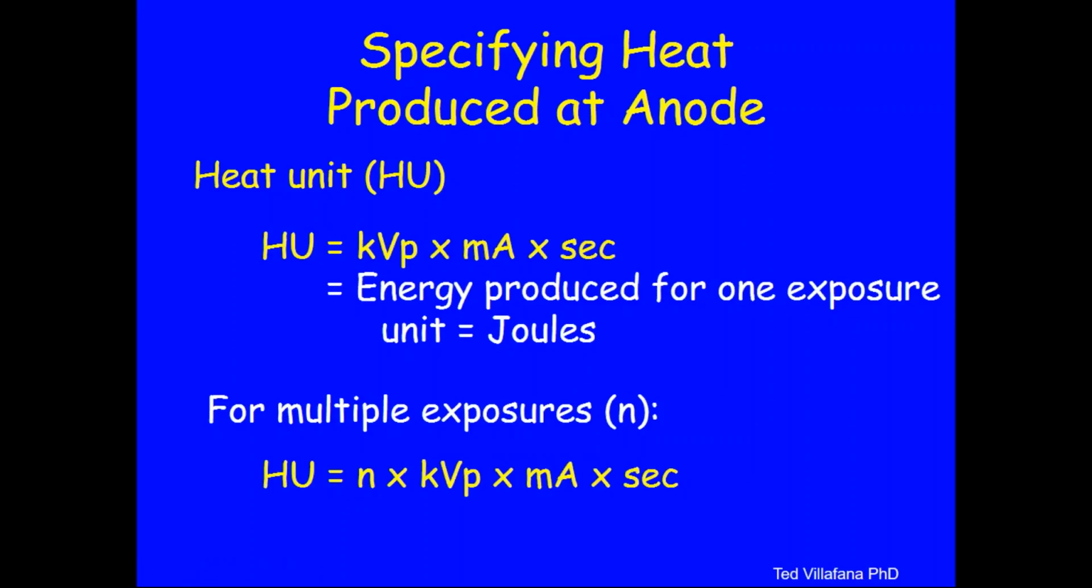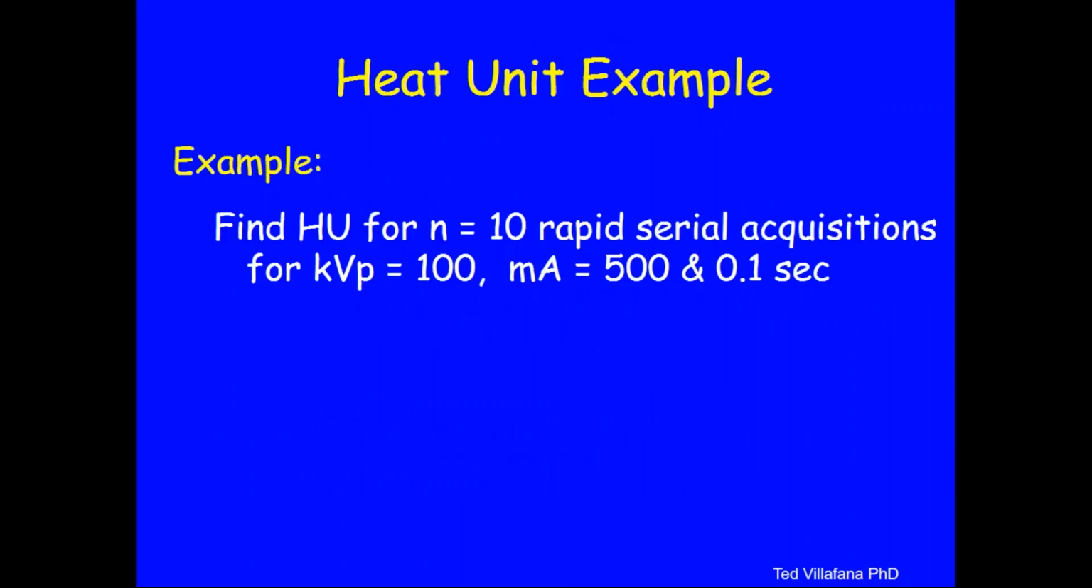There is a slight difference, but for purposes of the boards, the heat unit is a measure of the energy produced for one exposure, and that one exposure has a particular KV, particular MA, particular time. And if you have multiple exposures, like if you had a rapid serial acquisition, where you repeat the exposure over and over again, well, then you have to multiply that running product by N. How many exposures did you take in that serial acquisition? It's as if you had taken one big exposure and you just calculate the heat units there by just multiplying by the number of images.